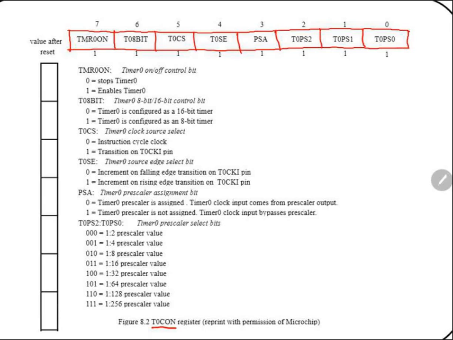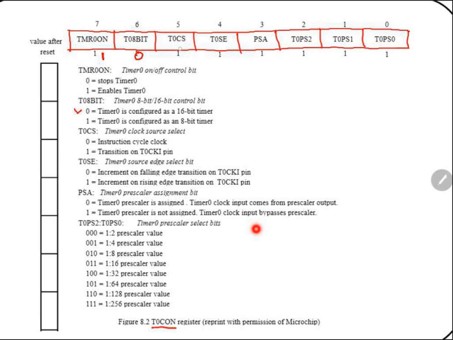Bit number 7 is timer 0 on. So do we want to turn on or off the timer? Definitely this one we want it on. So this is going to be 1. The next bit, bit number 6, timer 0 8 bit. So do we want to use 16 bit or 8 bit? 16 bit. If you want to use 16 bit, we have to set it as 0. So 0.